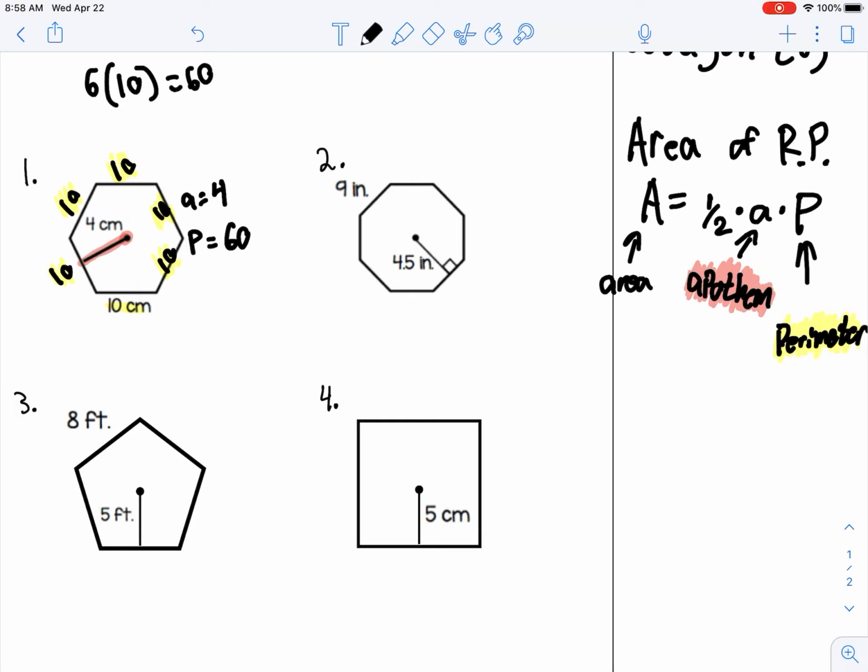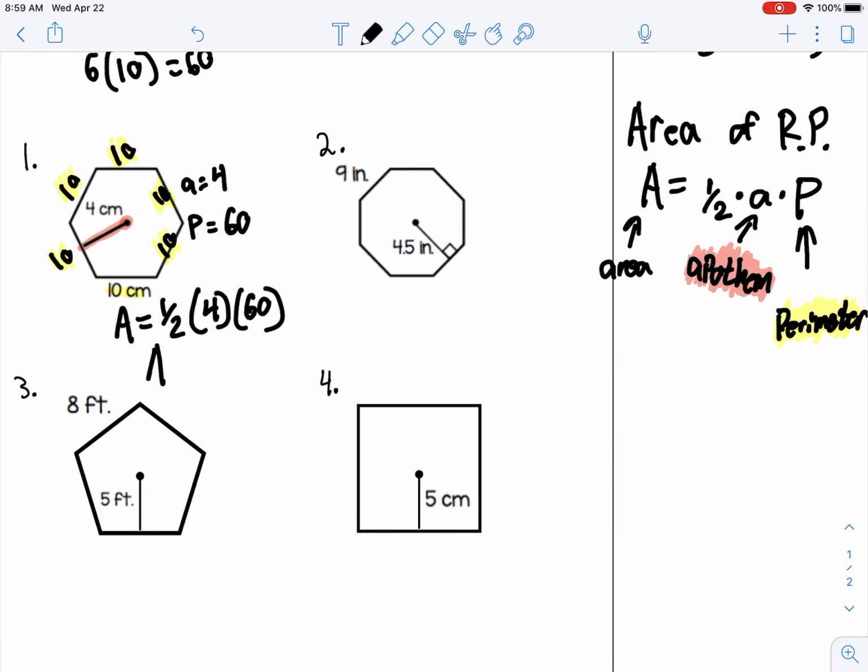Okay, so now I'm going to go into my formula. So my area equals 1/2 times my apothem, which is 4, times my perimeter, which is 60. Okay, so when I multiply all that together into my calculator, we should get an area of 120 centimeters squared. Okay, don't forget your units. Not too difficult with the formula as long as you can identify these parts.